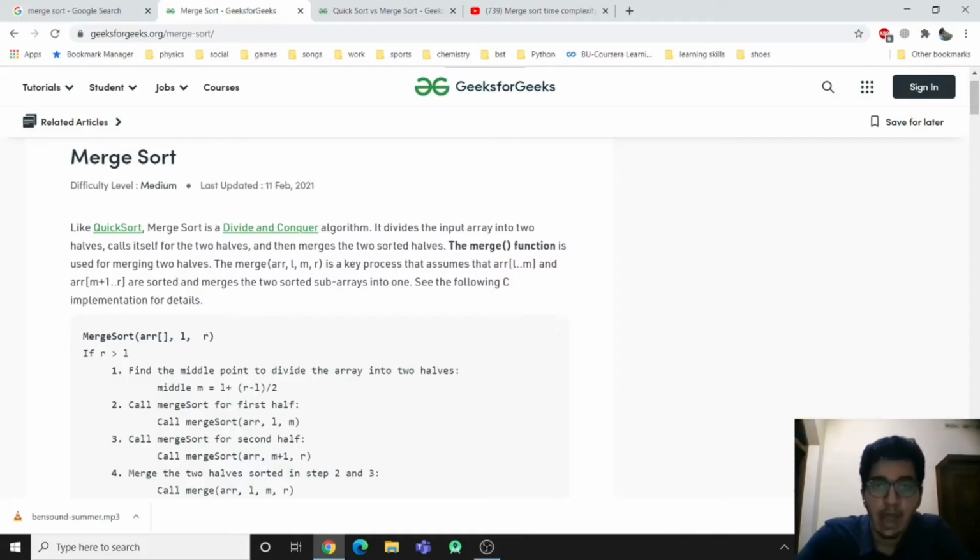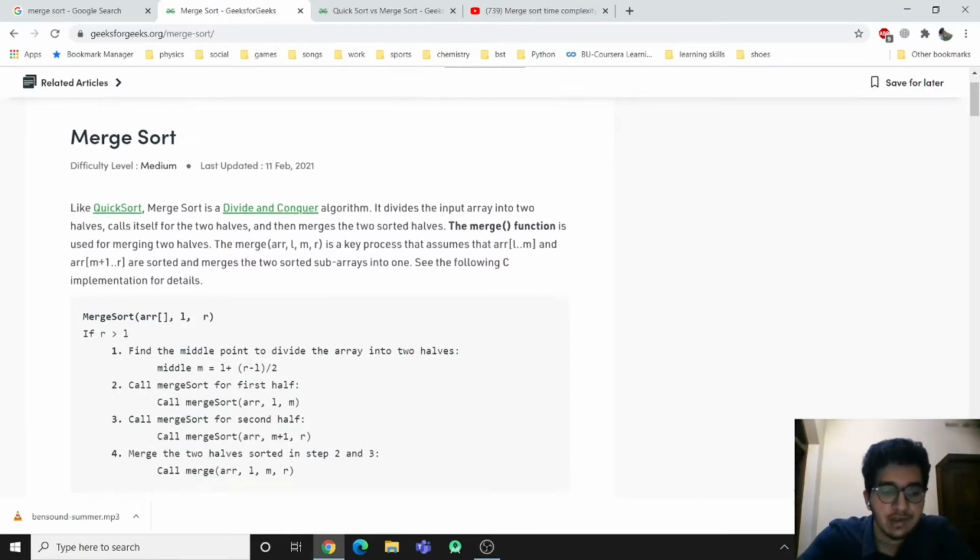In merge sort, first it finds the middle point to divide the array into two halves, then calls merge sort for the first half and then calls merge sort for the second half. Later, it merges the two halves in the same array. Now I am going to explain merge sort by the algorithm and the code.